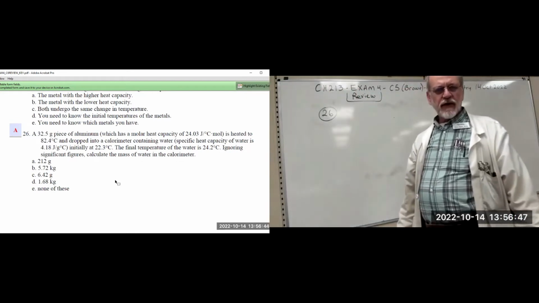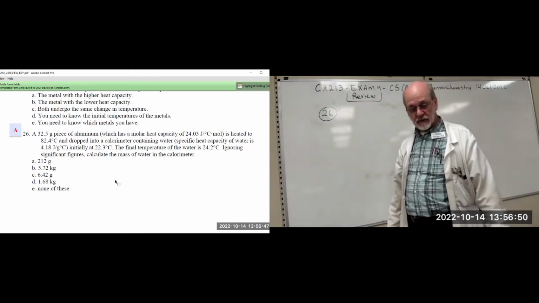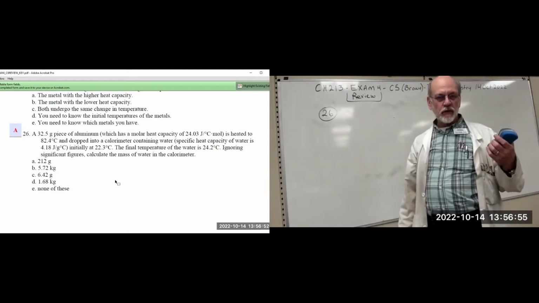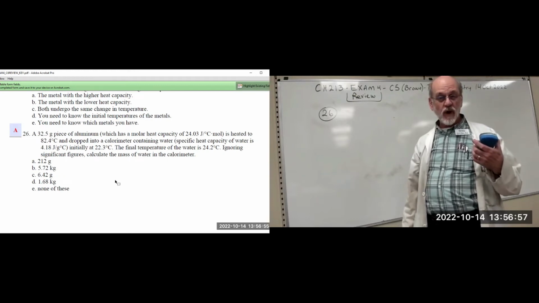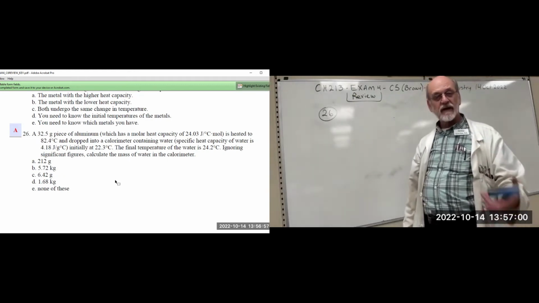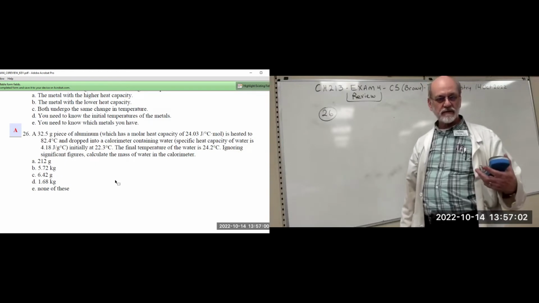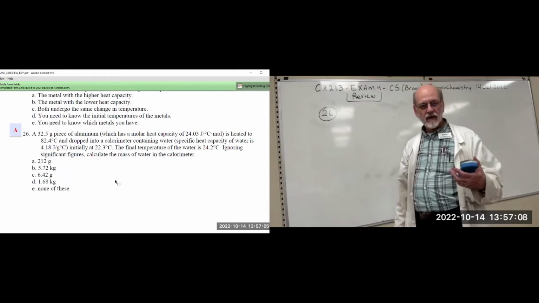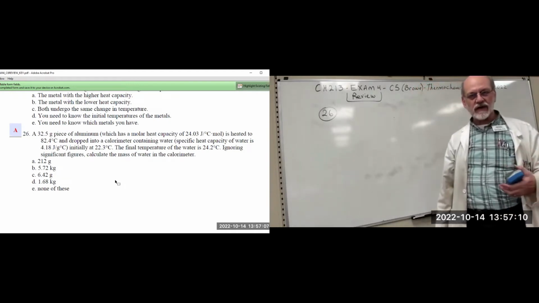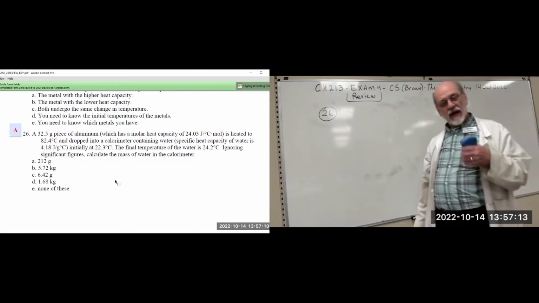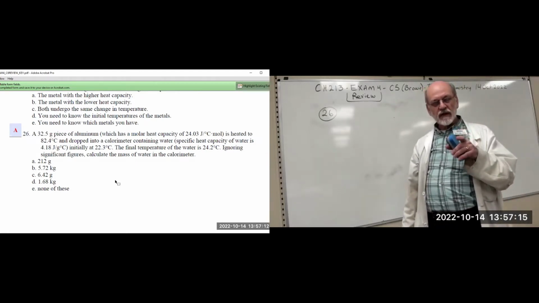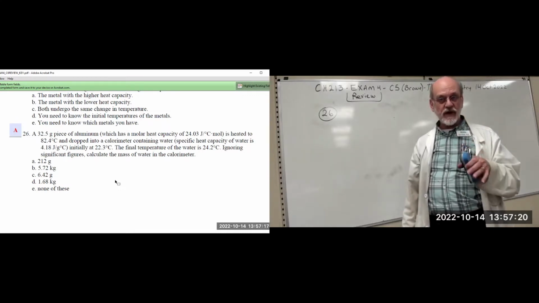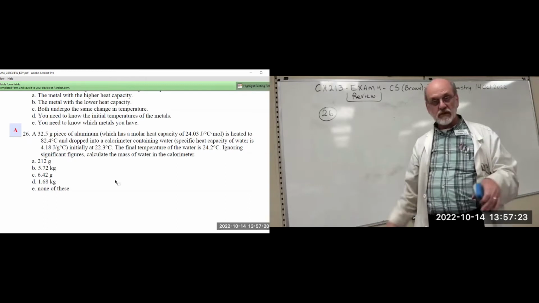So we have a 32.5 gram piece of aluminum with its molar heat capacity. It's heated to 82.4 degrees and dropped into a calorimeter containing water with its specific heat capacity, initially at 22.3 degrees. The final temperature of the water is 24.2. Calculate the mass of water in the calorimeter. All right. I noticed one thing about this problem. They're ignoring the heat capacity of the calorimeter itself. We just don't consider it.